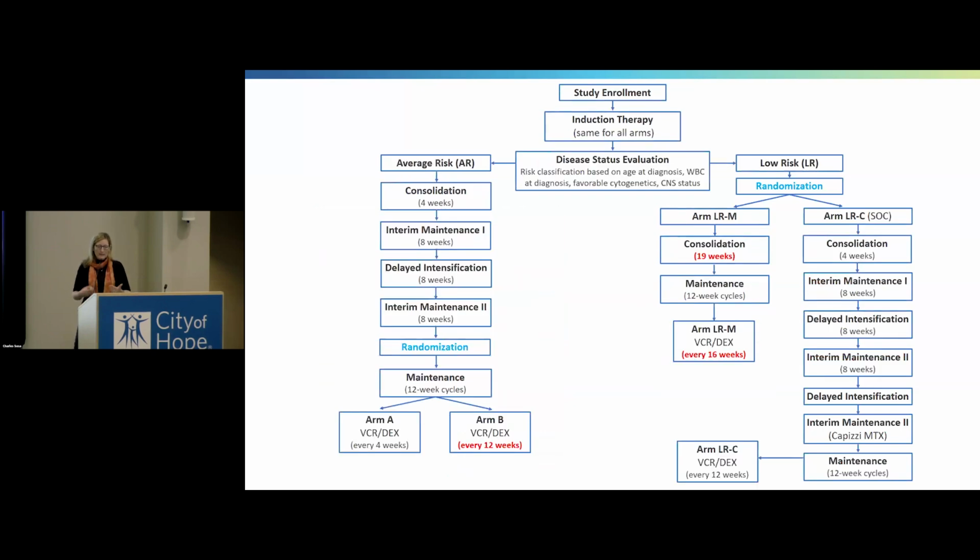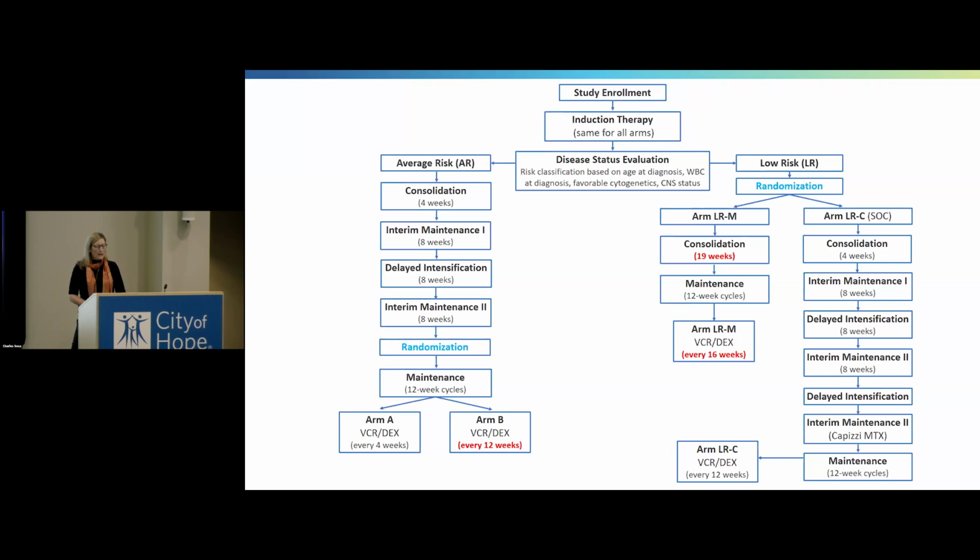And separately, also kind of a pediatric ALL design, this one has standard of care built into it as well, and kind of different randomization built into it. So again, patients receive induction therapy, their disease status is assessed at the end of induction, and they're either categorized as average risk or low risk. There are a lot of risk categorizations in pediatric ALL.